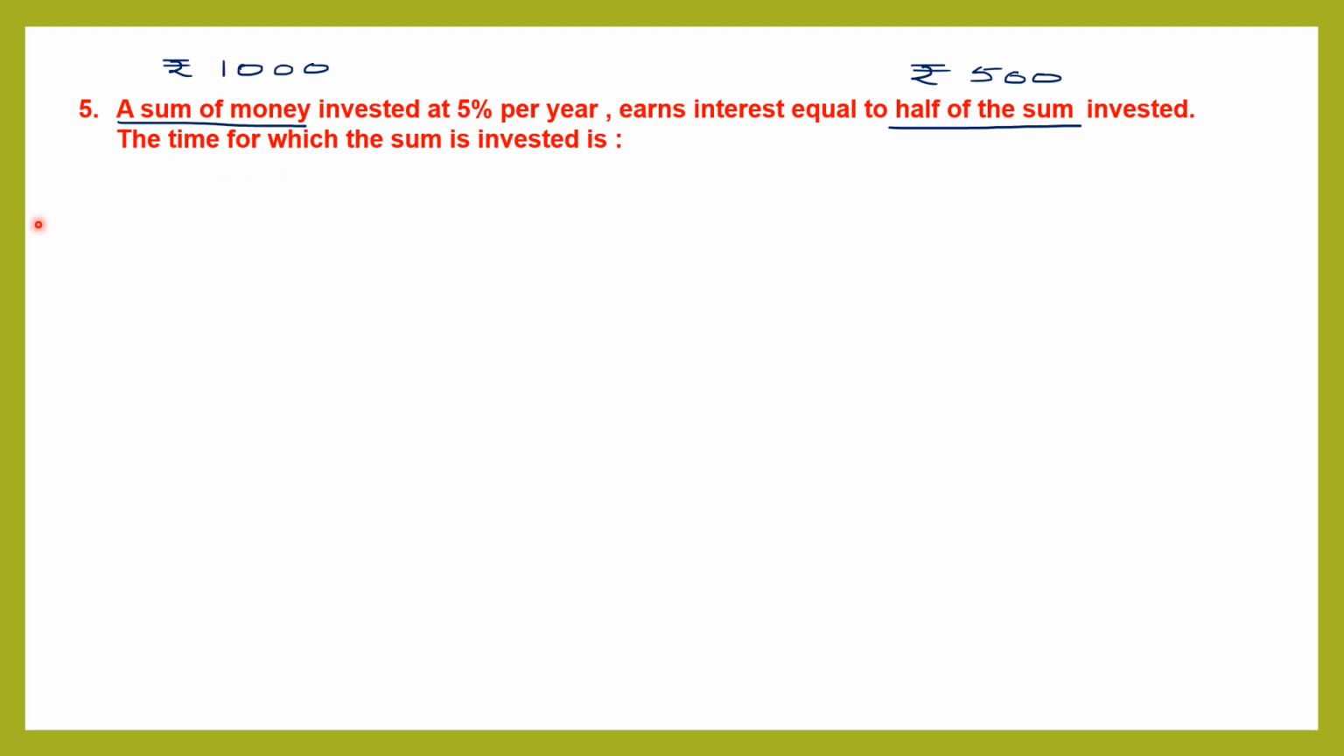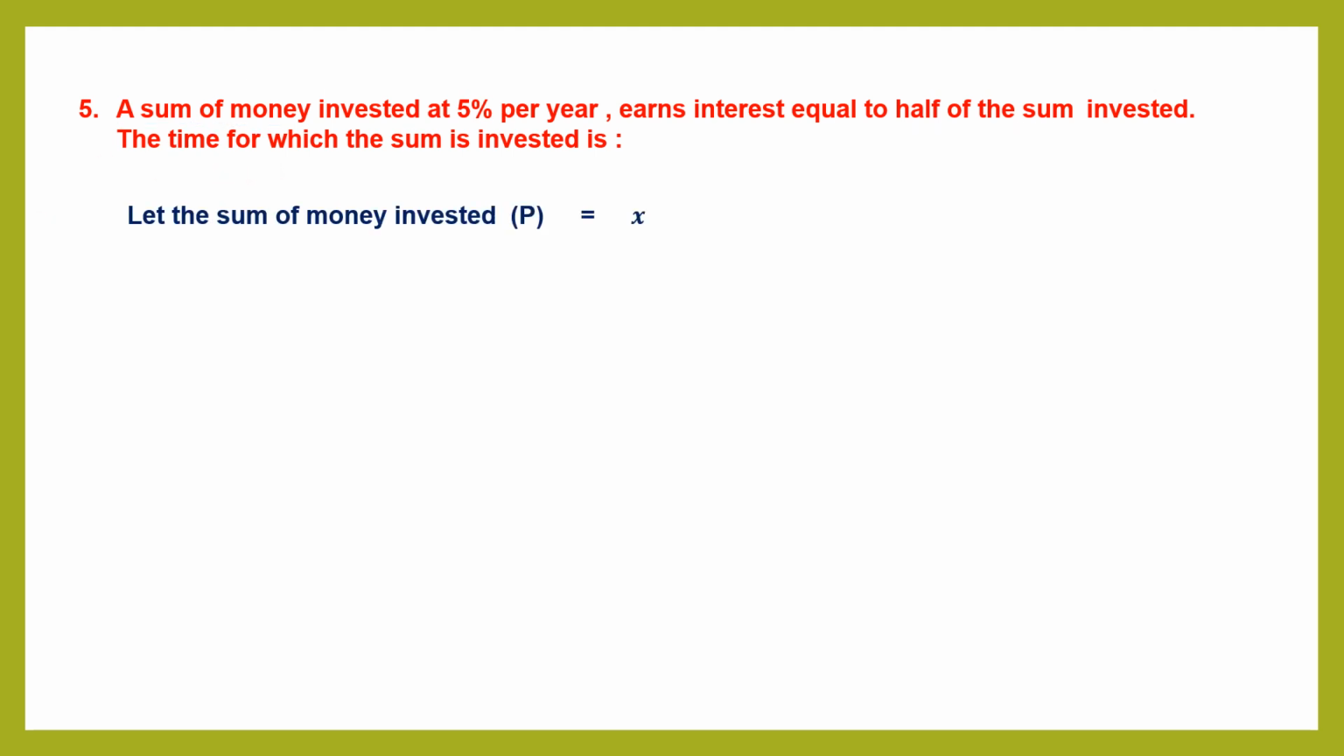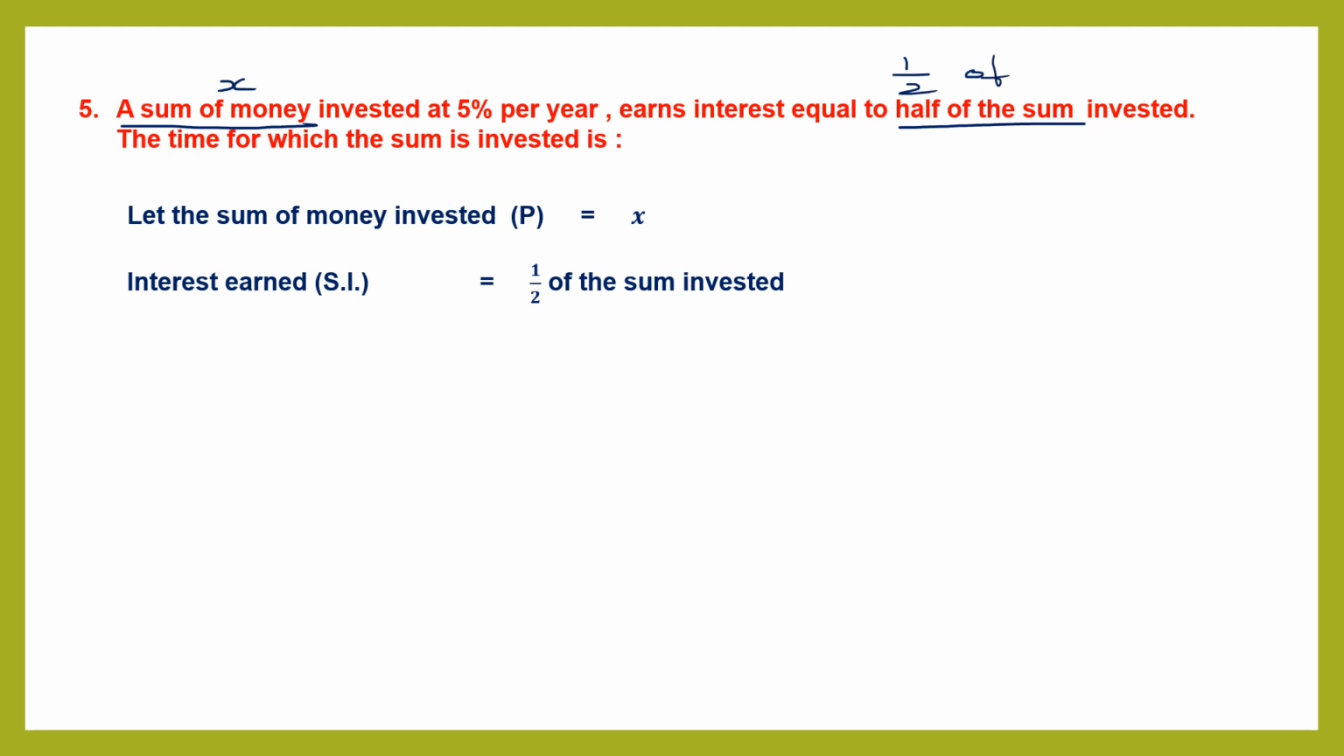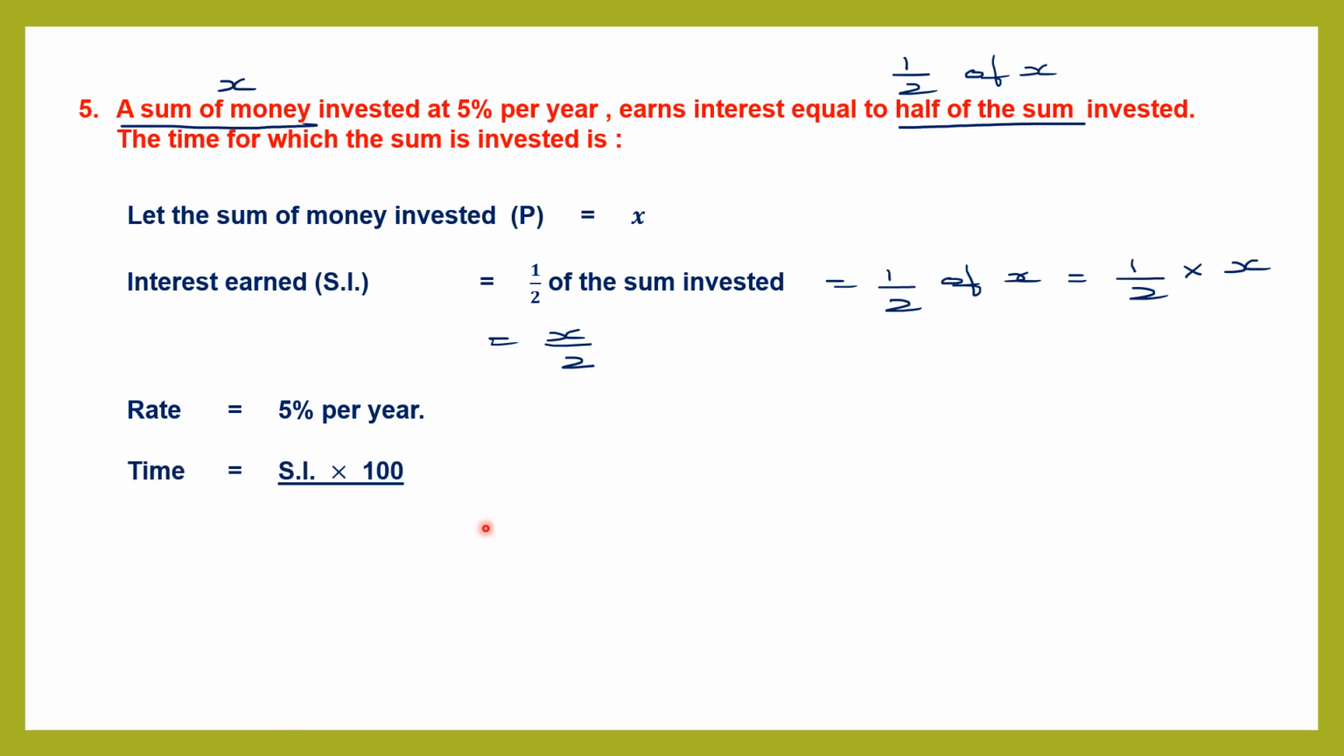So let's do that. Let the sum of money invested be equal to X, because we don't know what the sum of money is. We're going to consider this to be X. And in that case, interest earned will be half of the sum invested. Half of this, that means half of X. So this is equal to 1 by 2 of X, which is equal to 1 by 2 into X. So finally we have X by 2. This is the interest earned. Then the rate is given to us. It is 5% per year. Now to find time, simple interest into 100 by P into R.